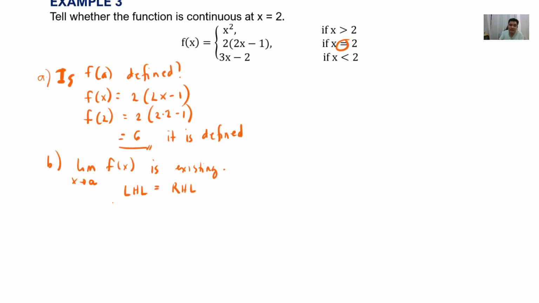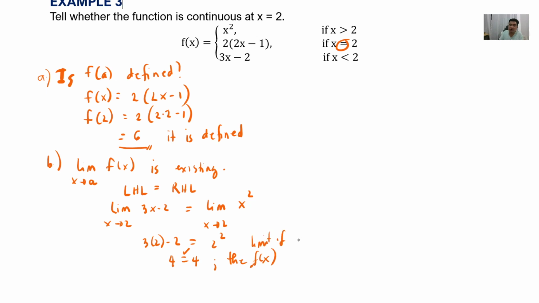So, yung left hand natin, the limit of 3x minus 2 as x approaches 2 should be equal to the limit of x squared as x approaches 2. Okay? So, magiging 3 times 2 minus 2 should be equal to 2 squared. And 6 minus 2 is 4 equals 2 squared is 4. Okay? They are equal, which means the limit of the function as x approaches 2 is existing.